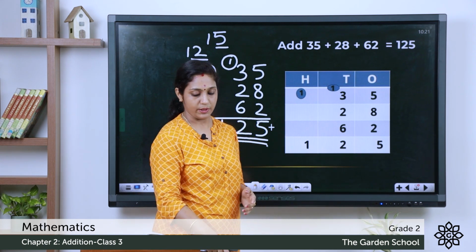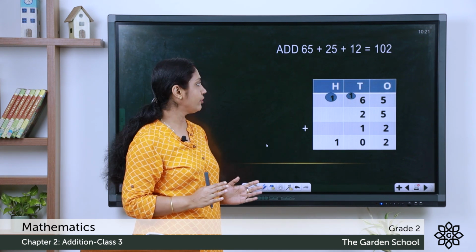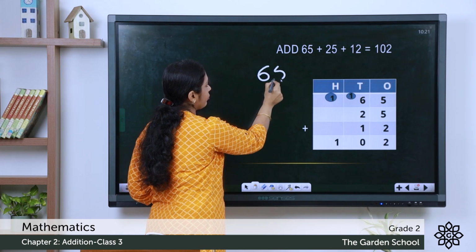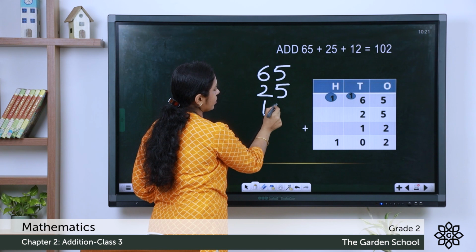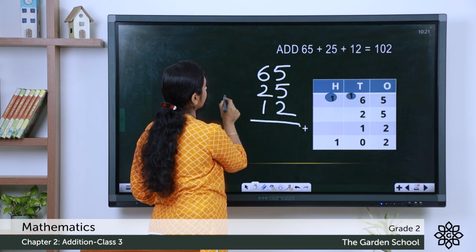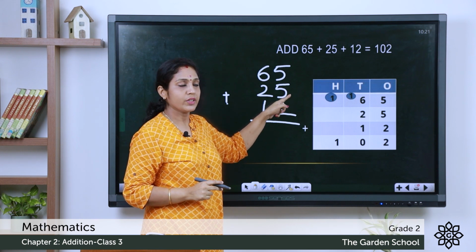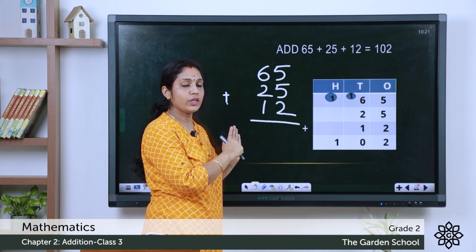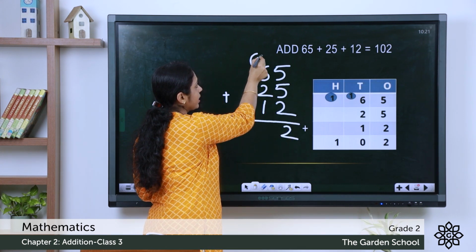Let's do another example. Here we have 65, 25 and 12. So, let's write 65, 25, 12. So, 5 plus 5, 10. 10 plus 2 is 12. So, what we are going to do? Write 2 here and 1 we are carrying it over to the tens place.